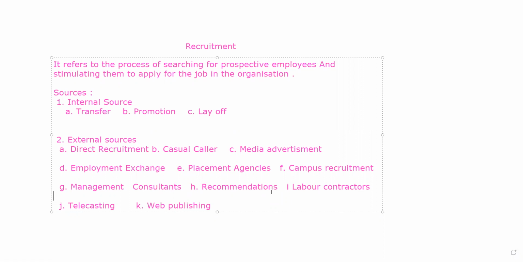Telecasting. Telecasting is also the next source of external recruitment. During telecasting, information about the vacant post, required qualification, experience, possible remuneration, and special characteristics of the companies is displayed. Whenever you watch TV, telecasting was used earlier, because nowadays web publishing, our next source, has become more important.